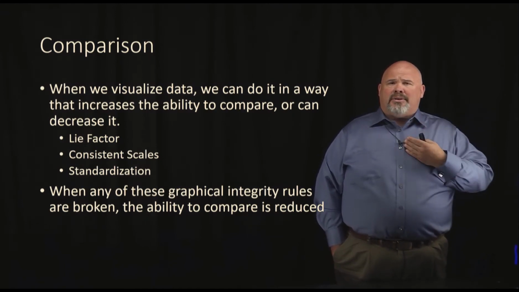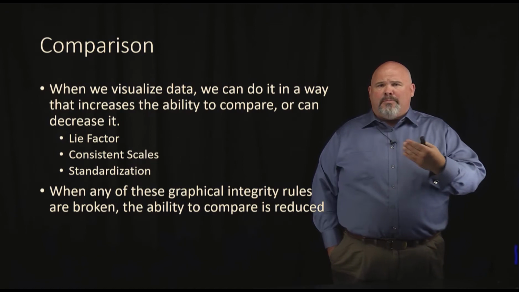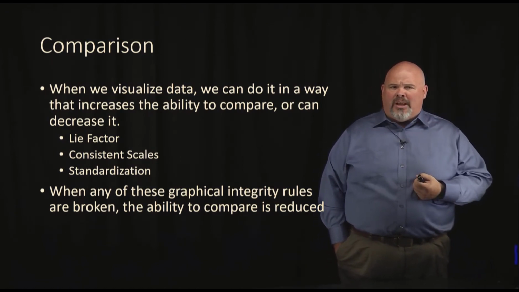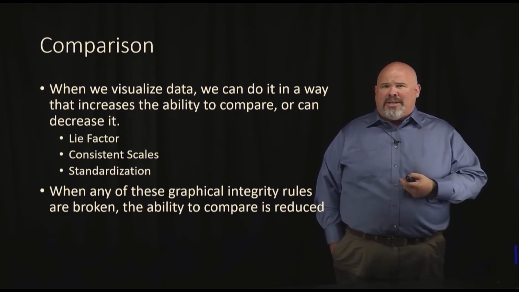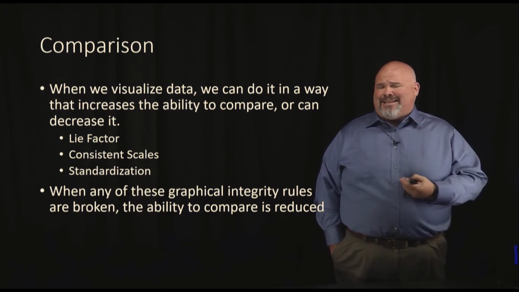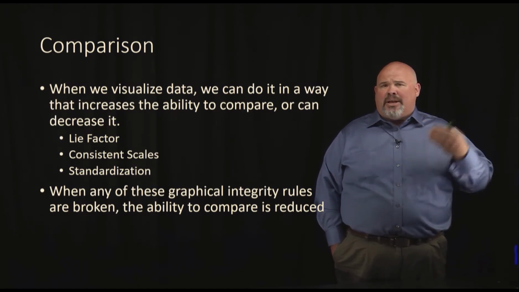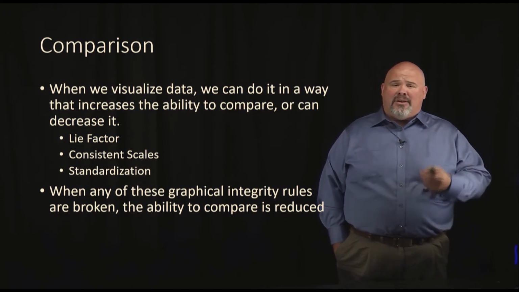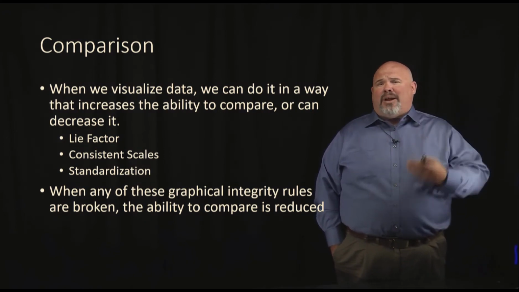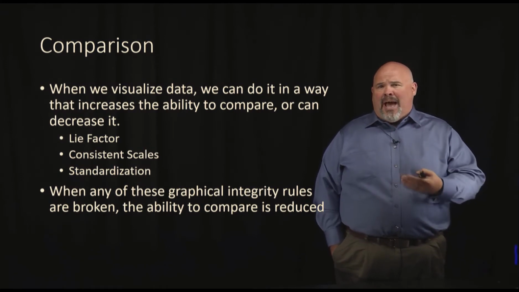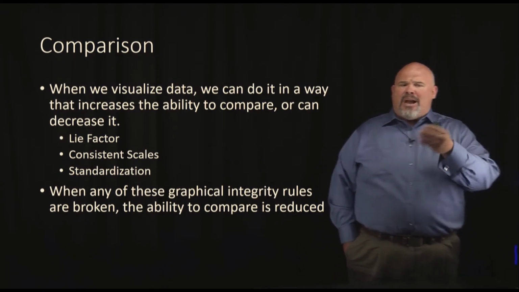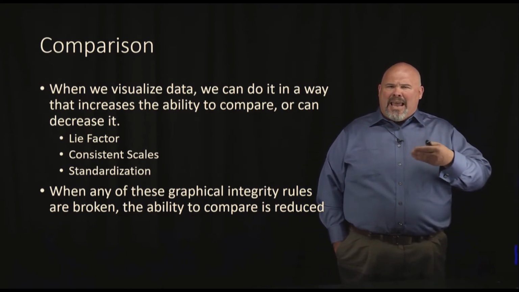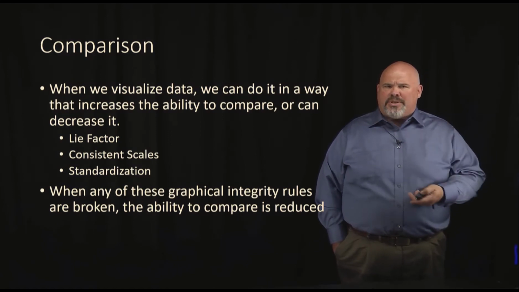When we're talking about helping our viewers to make comparisons, these are the 3 most important rules to make sure we are following. Lie factor, for the obvious reasons that we don't want to misrepresent the size of the effect in the data by changing the size of the effect in the graph. Consistent scales, because they create lie factor. And standardization, because without standardizing, we're really not comparing apples and apples in many cases. So if any of these graphical integrity rules are broken, the analytical design principle of being able to make comparisons is going to be reduced.